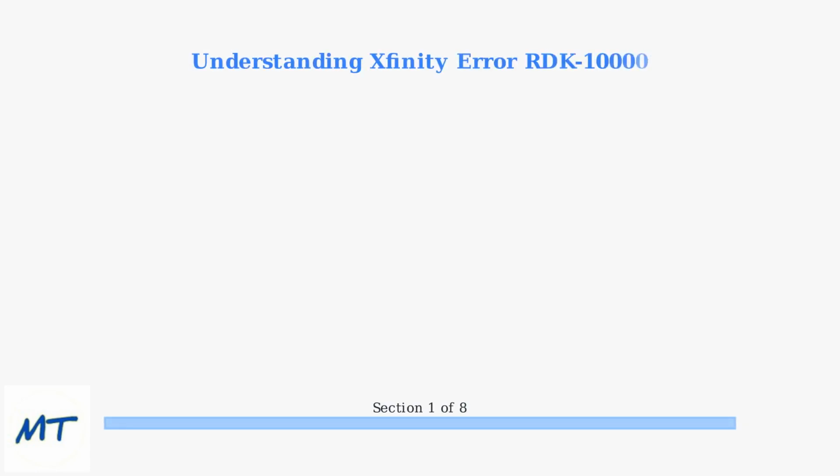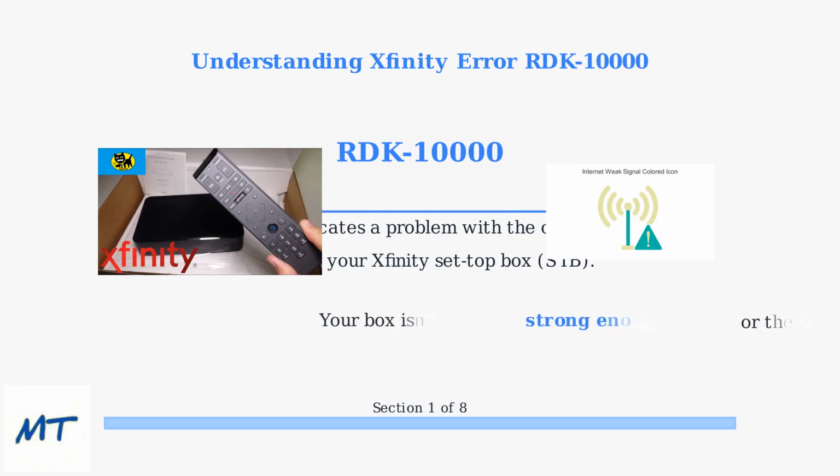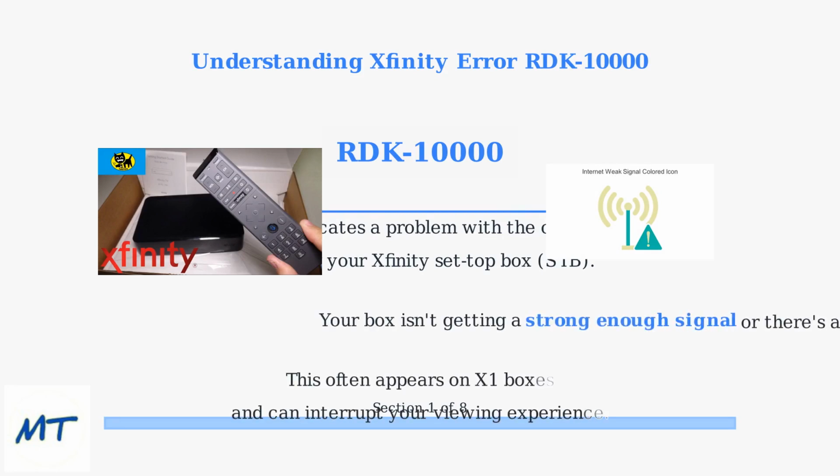Xfinity Error Code RDK-10000 indicates a problem with the cable signal reaching your Xfinity set-top box, or STB. It means your box isn't getting a strong enough signal, or there's a disruption in the connection. This often appears on X1 boxes and can interrupt your viewing experience. Knowing this is the first step to fixing it.